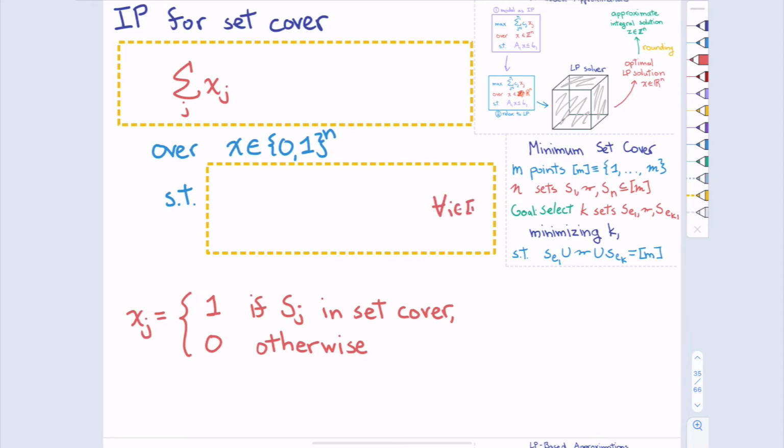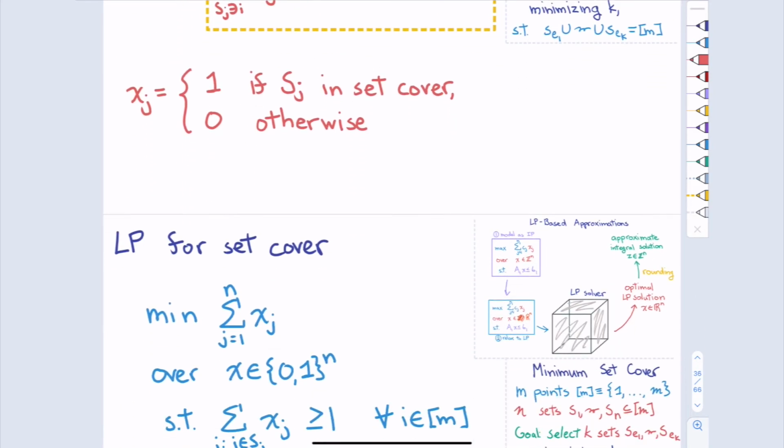Okay, so for every point, I need to cover it. So if I sum over the sets that contain the point, so I'll just make up some notation, Sj contains i, Xj, this needs to be at least 1. I need to take at least one set that covers that point for every point. All right, simple enough. This is actually simpler probably than our last one.